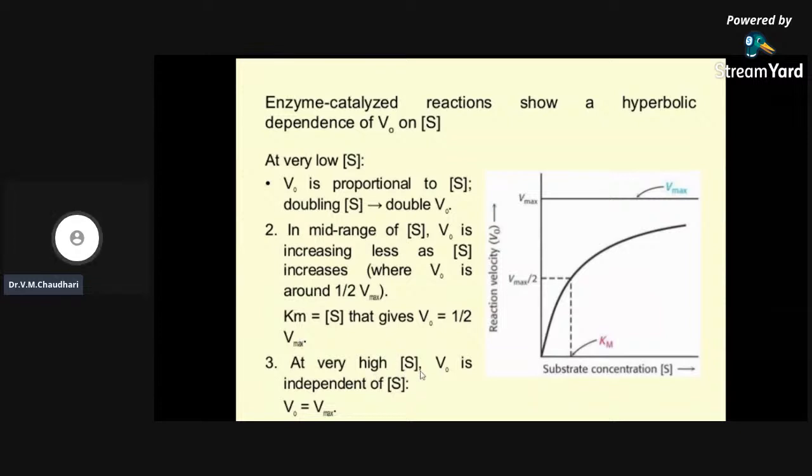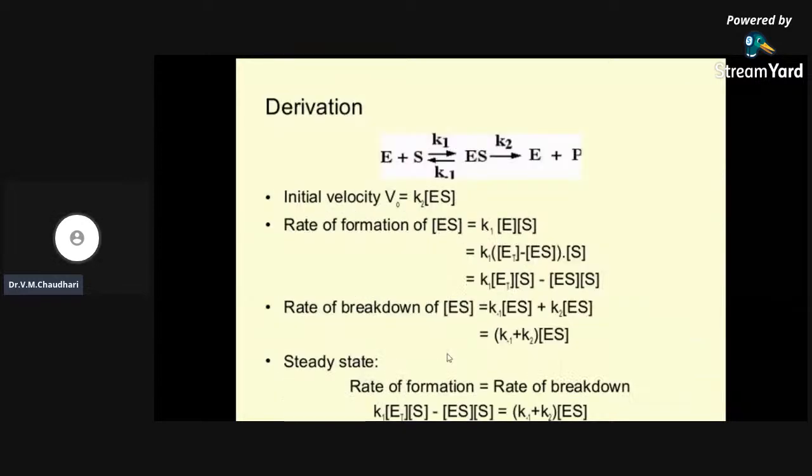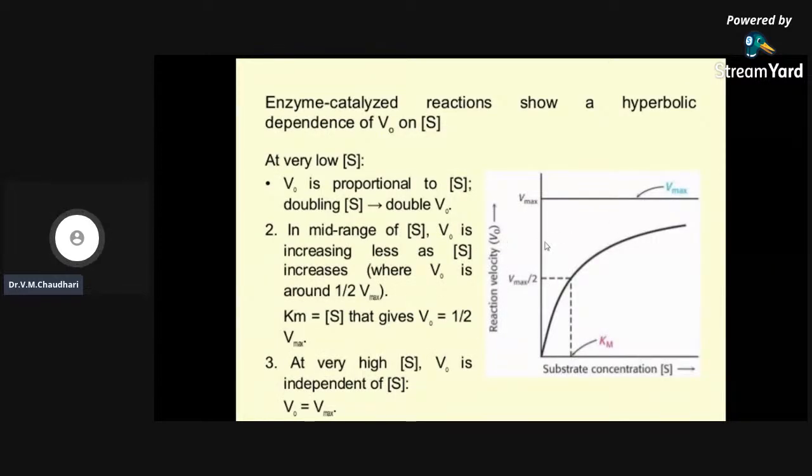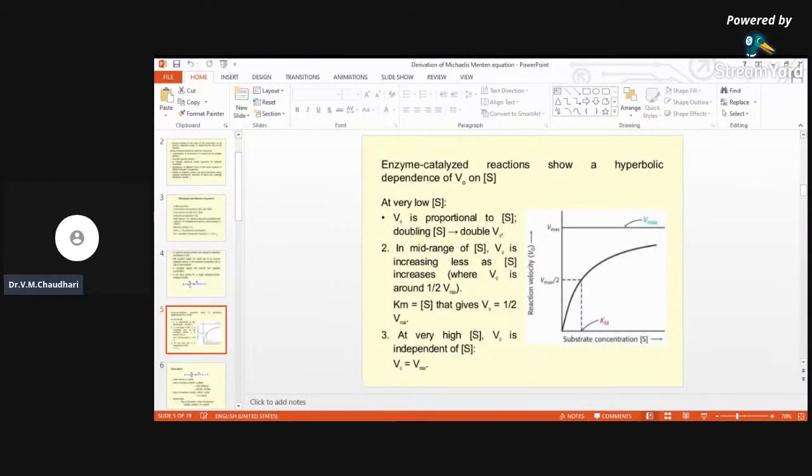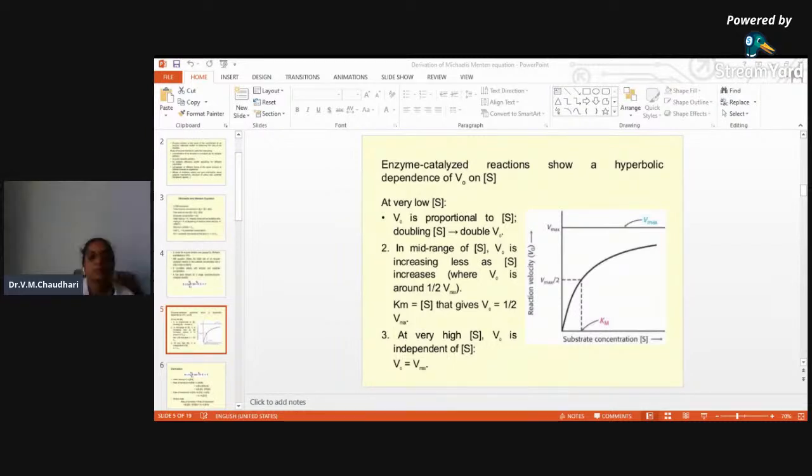At very high substrate concentration, V0 is independent of substrate concentration. Means V0 becomes Vmax. जर तुम्ही सबस्ट्रेट कॉन्सन्ट्रेशन वाढवतच गेले तर काय होणार आहे? V0 will become equal to Vmax and there is no increase in rate of reaction. Okay, do you get up to this? Or do you have any difficulty? Do you get up to this?